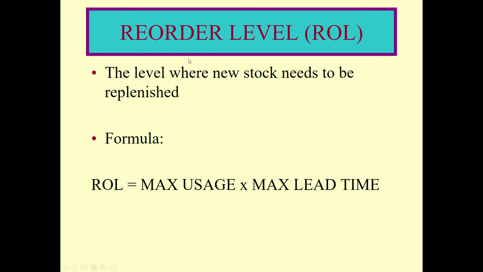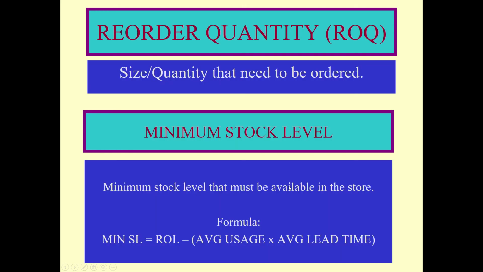Next is reorder level. It is the level where new stock needs to be replenished. The formula to calculate ROL is equal to maximum usage times maximum lead time. Another one is reorder quantity. It refers to the size or quantity that needs to be ordered.